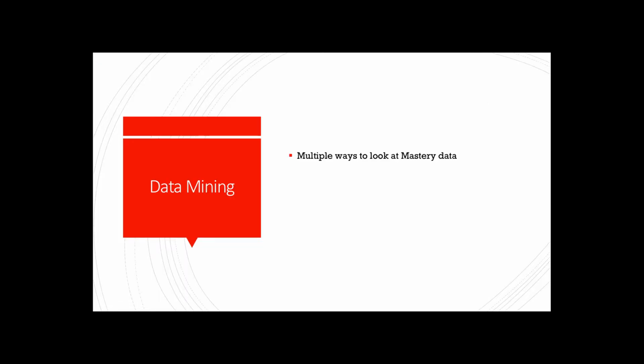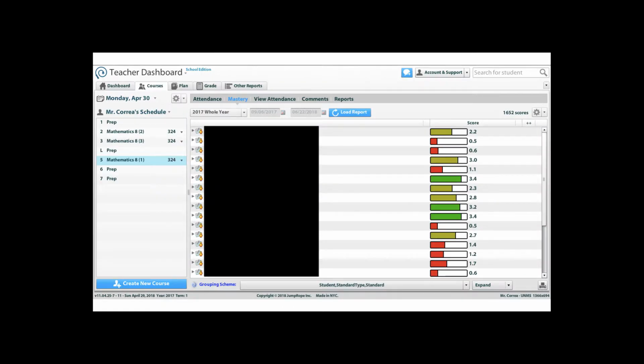So once we actually have all that data, we can use it to try and inform our instruction. JumpRope does a good job of this because it actually shows us a couple of different views to see our data. So I can see it listed by students, class, unit, or even the standard. This is the typical student view. I would have my students' names listed here. This is how they're doing overall based on all the standards that I've given.